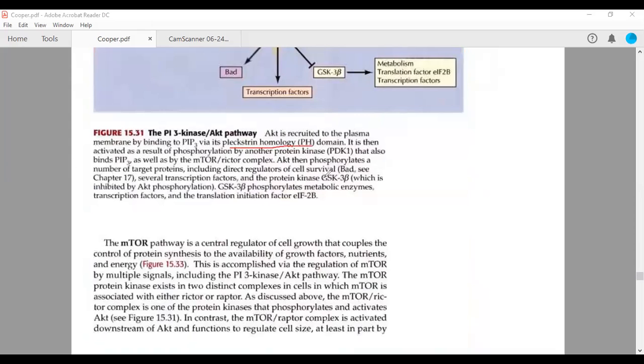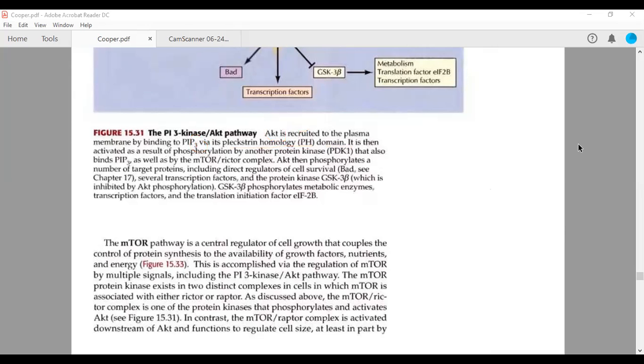So what is the importance of this particular domain? Whenever this PH domain is present, this AKT is recruited to the plasma membrane. AKT, that is protein kinase B, is generally present in the cytosol, but will be recruited or localized to the plasma membrane and is able to bind to PIP3 via this PH domain. It is activated as a result of phosphorylation by another protein kinase, PDK1, which binds to PIP3 as well as this protein. It is not given here, but it is given somewhere.